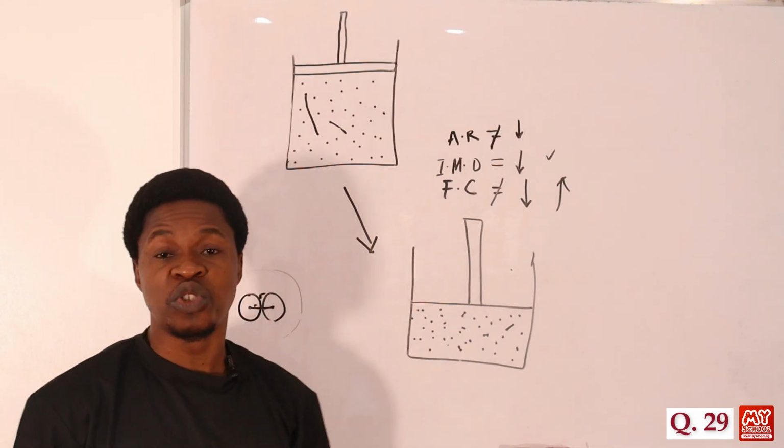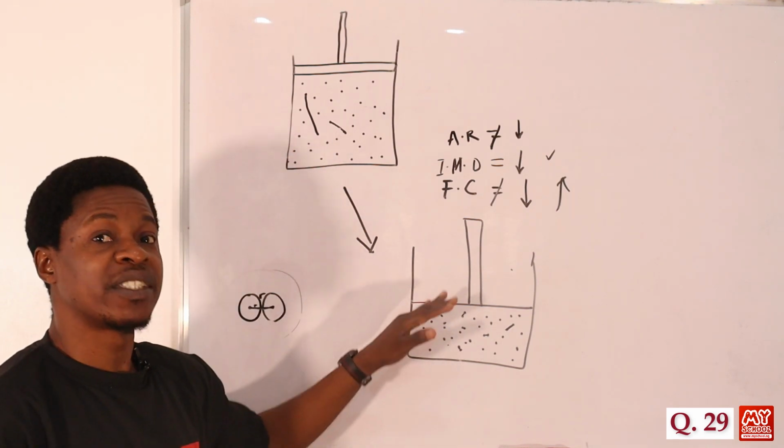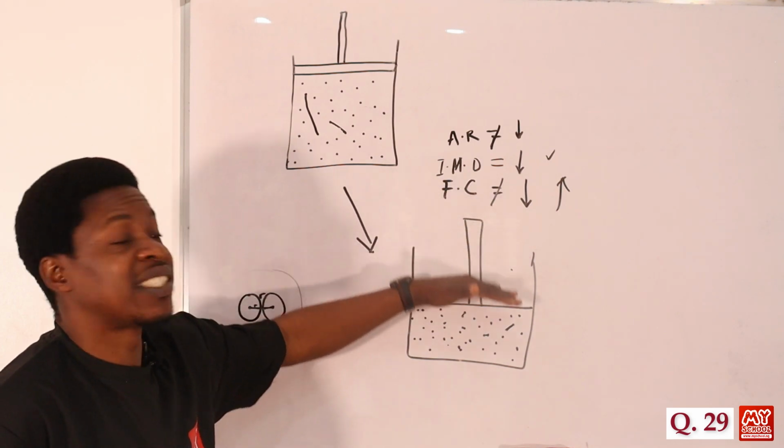And the last one, number of molecules present. Number of molecules present will not change. It's still the same number of molecules that we have present. It was only the volume that was compressed down.